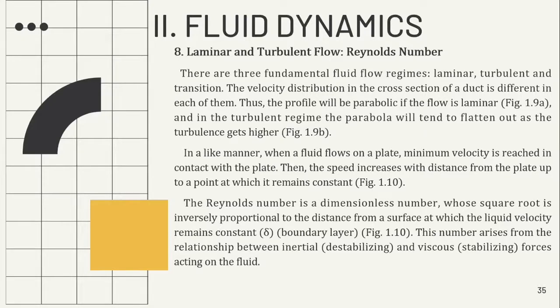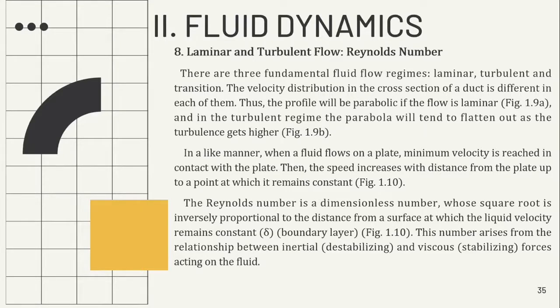The velocity distributions in the cross-sections of a duct are different in each of them. Thus, the profile will be parabolic if the flow is laminar, and in the turbulent regime, the parabola will tend to flatten out as the turbulence gets higher. In a like manner, when a fluid flows on a plate, minimum velocity is reached in contact with the plate. Then, the speed increases with distance from the plate up to a point at which it remains constant.